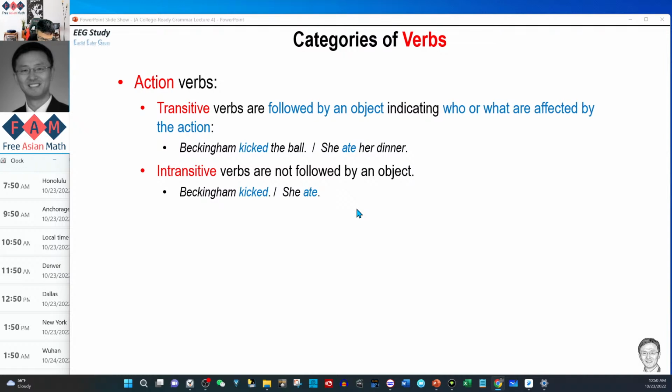For example, Beckham kicked the ball. The ball was kicked by Beckham. That's the passive voice.